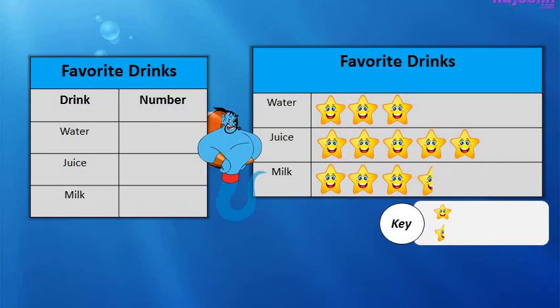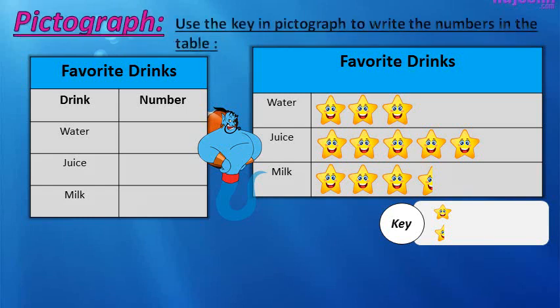Let's solve an exercise here. I have here the pictograph. Let's look for the things we agreed that we have to have on the pictograph. First I have a title, which is favorite drinks. Then I have the pictures. Then I have the key. The pictures are the stars, and the key is that each one star represents 10 children, and each half star represents 5 children.